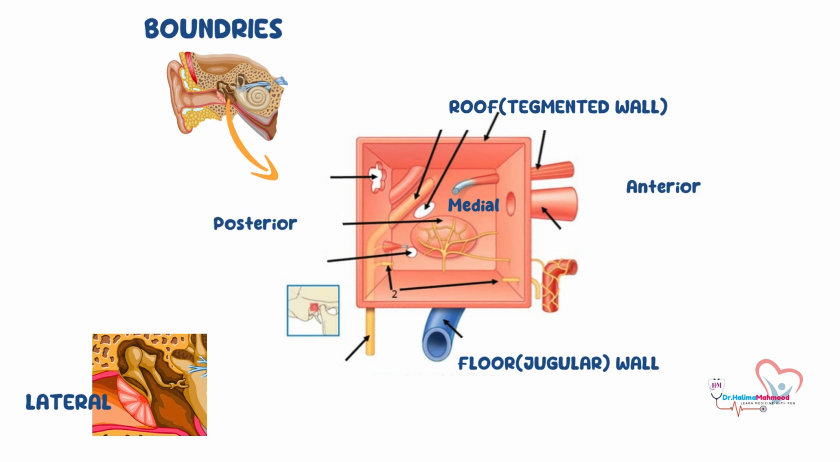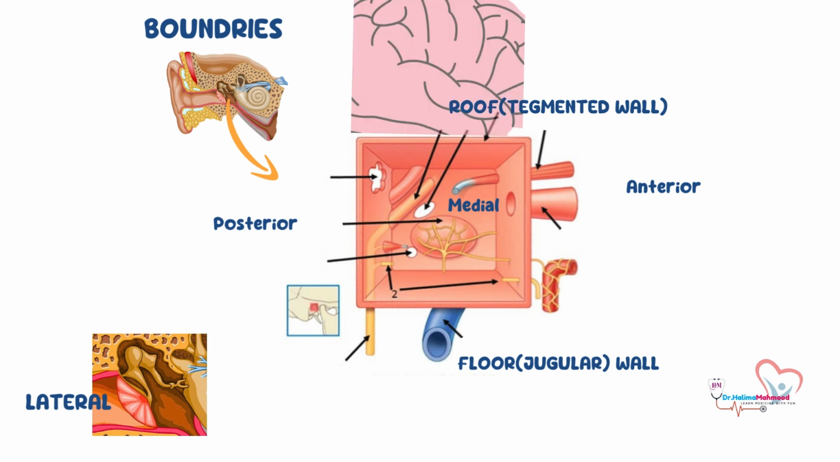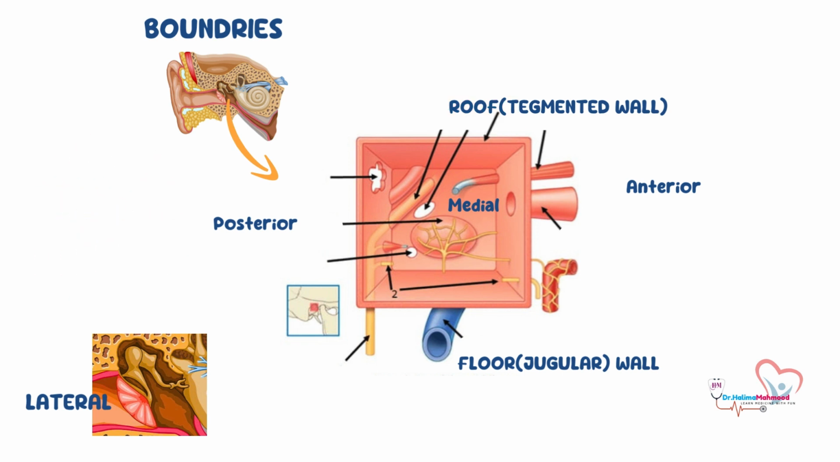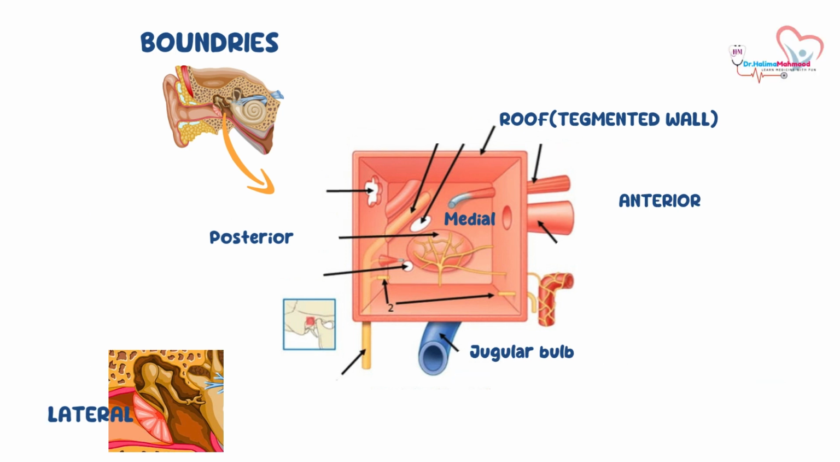Now, starting with the roof, it is also known as the tegmental wall, a thin bone known as tegmen tympani. Basically, it is a petrous part of temporal bone that separates the roof of middle ear cavity from the middle cranial fossa. Now, the floor is also called jugular wall because here a thin bone separates the middle ear cavity from the jugular bulb of internal jugular vein.